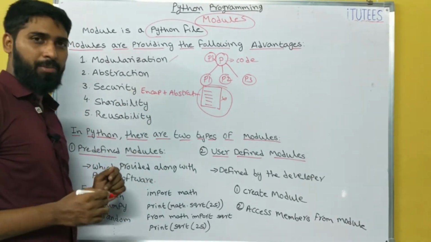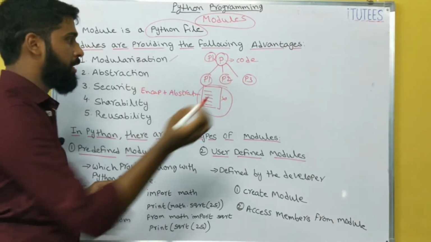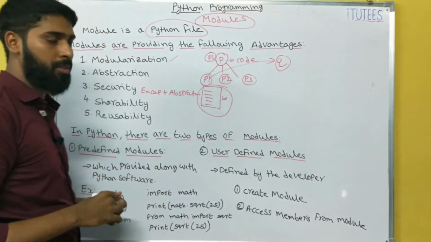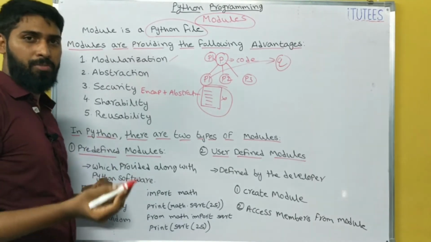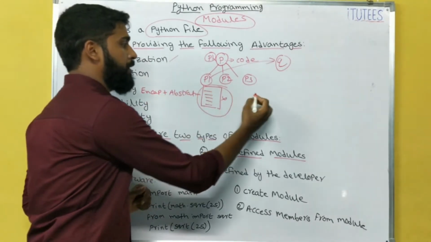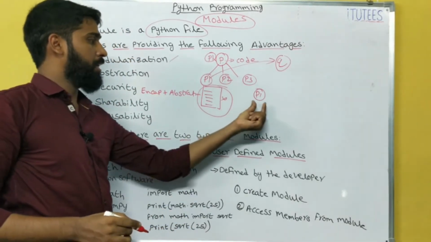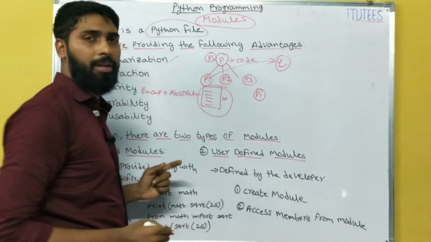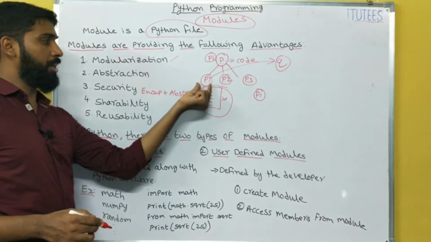Next, shareability. Shareability is nothing but now this P1 is shared to P. In the similar way, this P1 is shared to Q program. That is called shareability. Another one is reusability. Reusability is nothing but I define P1 one time. That means I write this program one time, and I can share it to all the remaining programs. That is called reusability. So reuse the existing code.